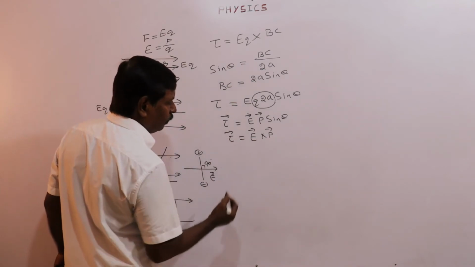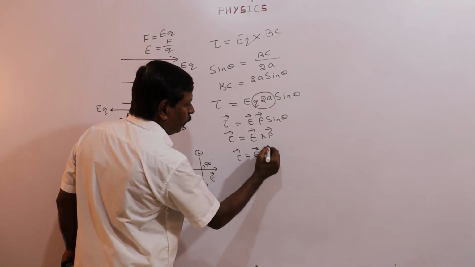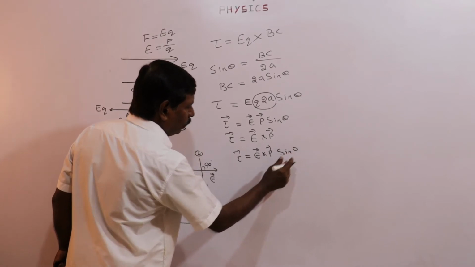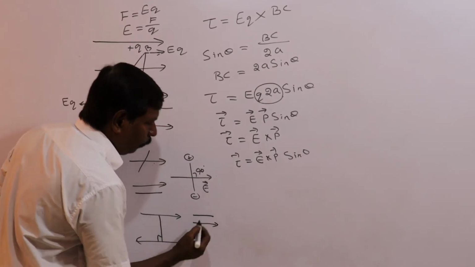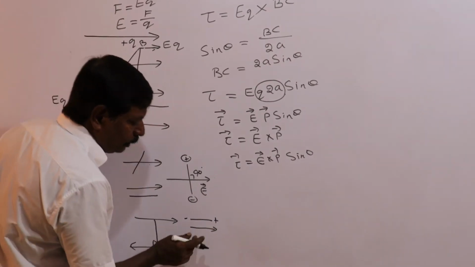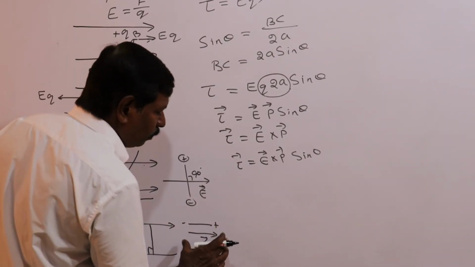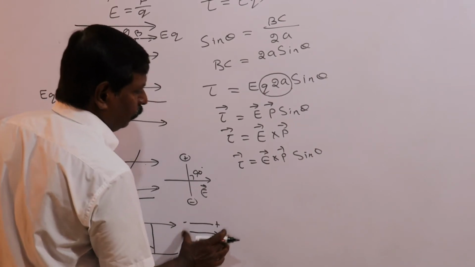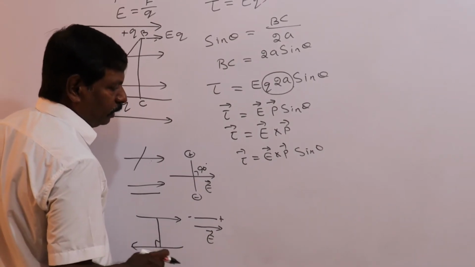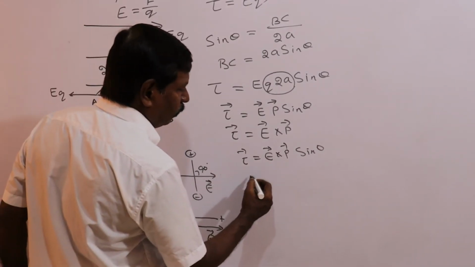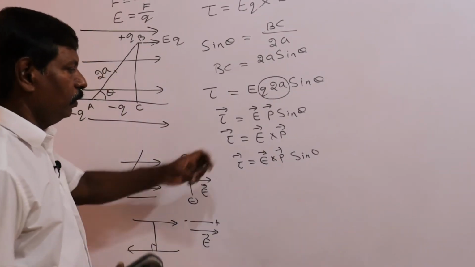If sin theta is 0, then tau is equal to E into P sin theta, which is 0. At that condition the electric dipole, positive and negative, is parallel to the direction of the electric field. This is the minimum value, and the torque is 0. The electric dipole does not experience any torque. We saw that tau is maximum at 90 degrees, and we calculated the value when sin theta is 0.